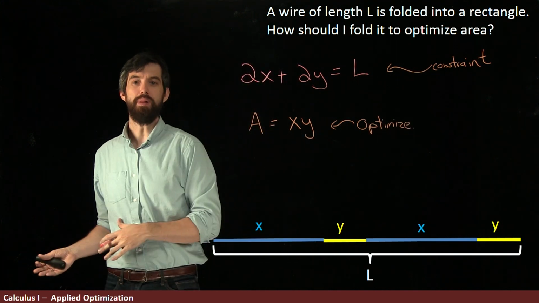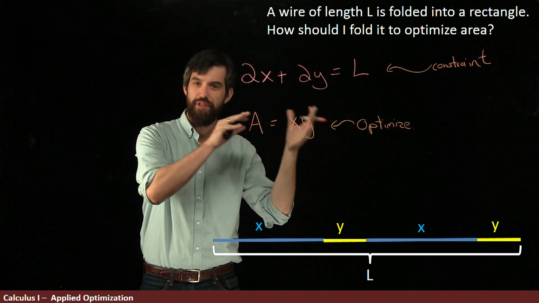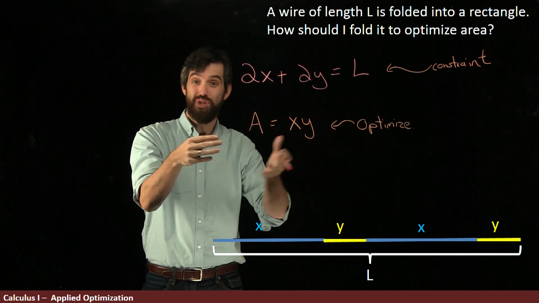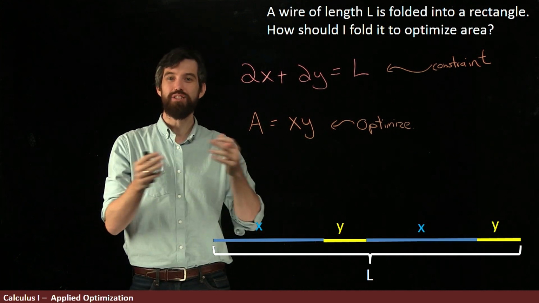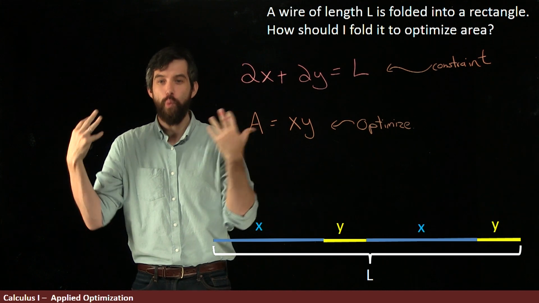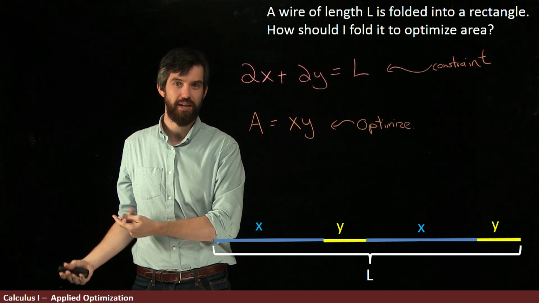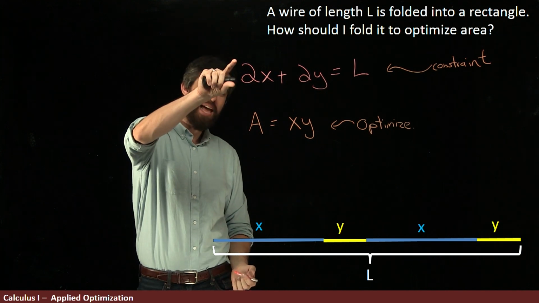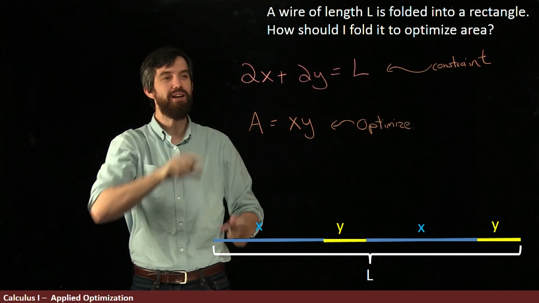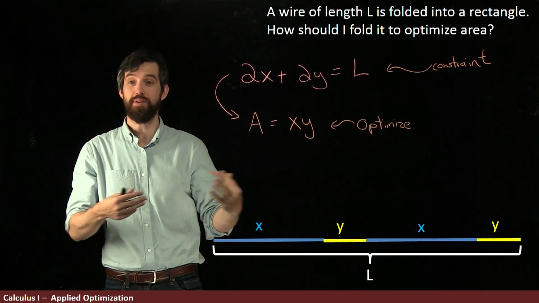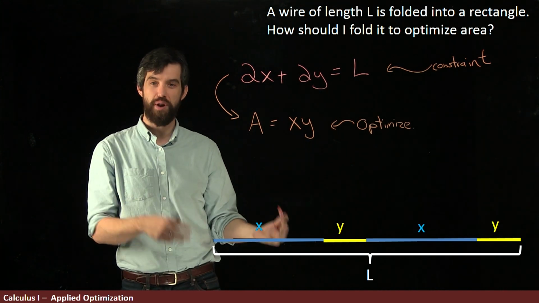Now, the problem with going right away and just taking the derivative of the optimizing equation is that there's two different variables. There's an X, there's a Y. It's not a function of one variable where you can use the techniques of single variable calculus. But what I can do is I can take this constraining equation and I can try to manipulate it and I can try to get it down here in the optimizing equation. I want to get rid of one of the variables.